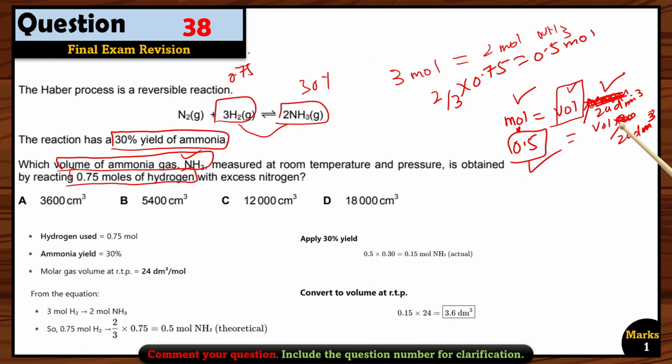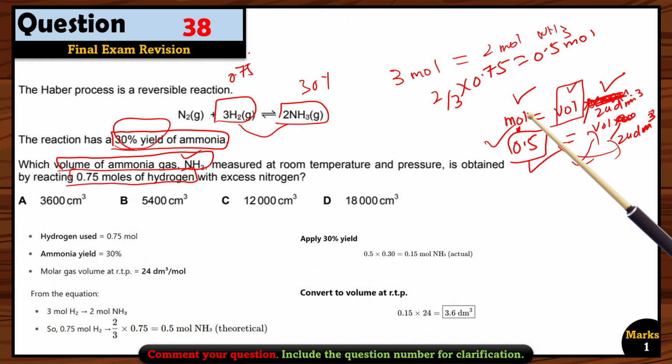But if you see in the question, they told you that the yield they get is only 30% yield of ammonia. If you directly do it like this, the answer will be wrong. Why? Because you are doing theoretical, but they are asking you the practical answer. So you already know that you get a 30% yield from 0.5 mole.